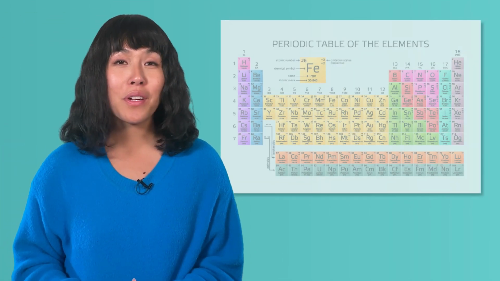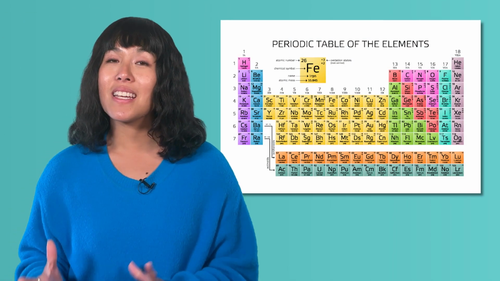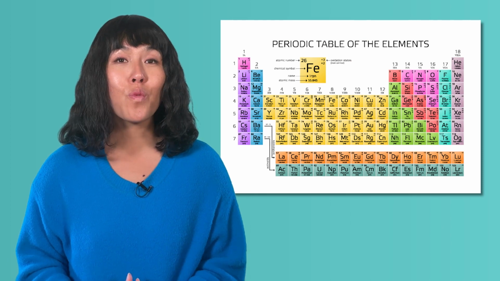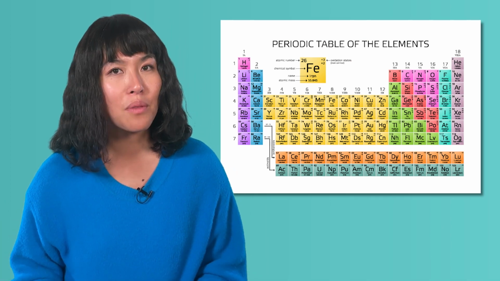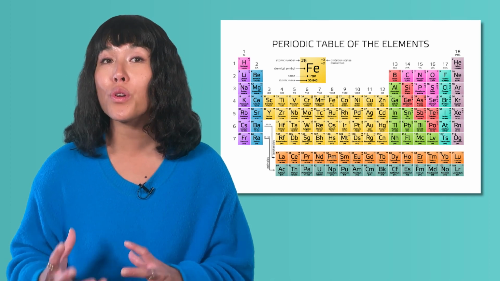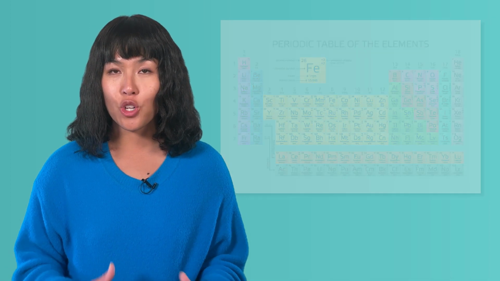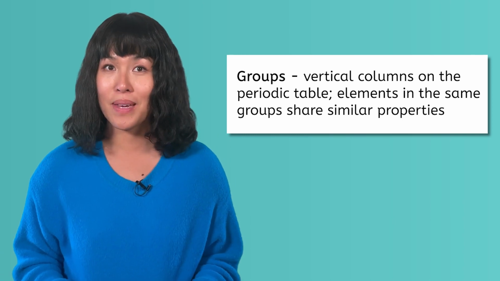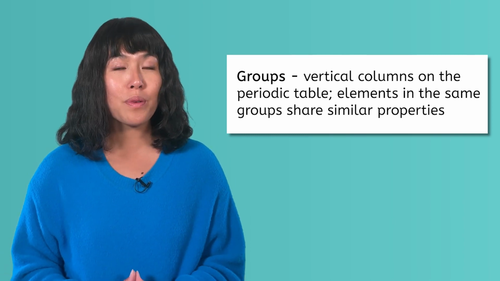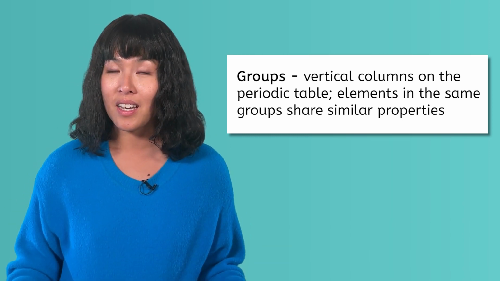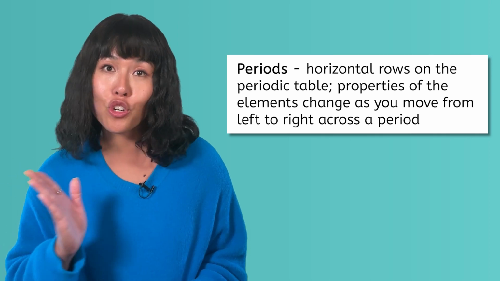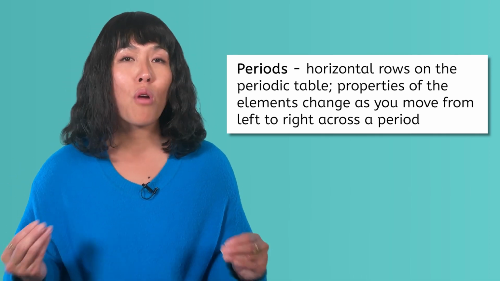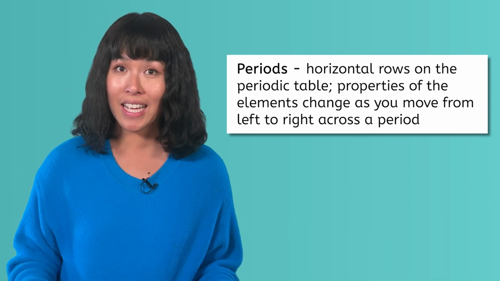When looking at a periodic table, you can clearly see the columns and rows into which the elements are organized. However, instead of columns and rows, we use the terms groups and periods. Groups are the vertical columns of elements, and the elements in a group share similar properties. The horizontal rows in the periodic table are called periods. As you move from left to right across a period, the properties of the elements change.